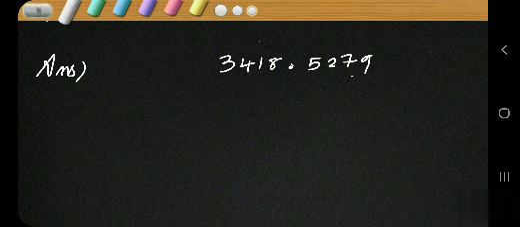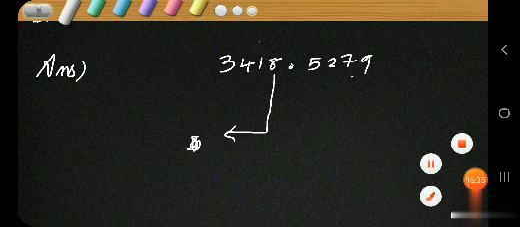Now let's try to answer. Let's start with this 8. What is the place value of 8? Yes, the place value of 8 is 8 into 10, that's equal to 80, isn't it?